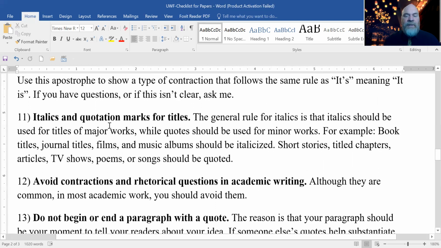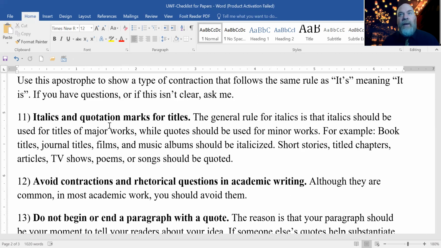Italics and quotation marks for titles. This is really common where people mix these up. So there's a couple ways you can remember how to do this, but it's best if you just put it in your mind somewhere. The major titles are in italics in MLA format, and this is the case with almost all other style guides as well. Major titles are in italics, minor titles are in quotation marks. So that means a book title would be in italics, and a short story that's in a book would be in quotations.